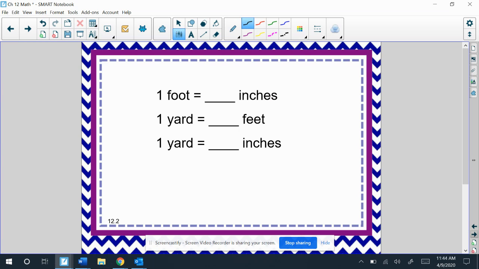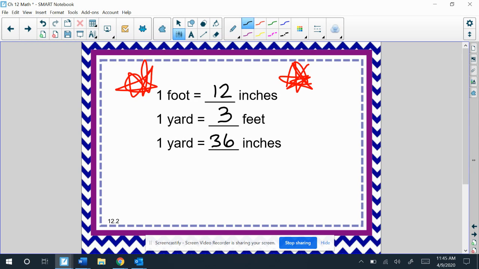I have 1 foot equals how many inches? If you said 12, you are correct. How many feet are in 1 yard? If you said 3, you are correct. And how many inches are in 1 yard? If you said 36, you are correct. This is important. You must remember it.